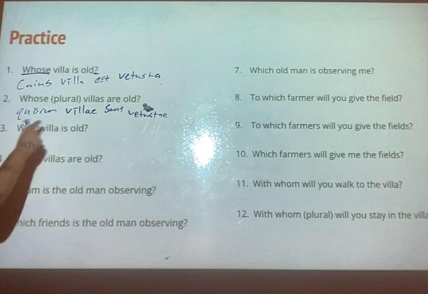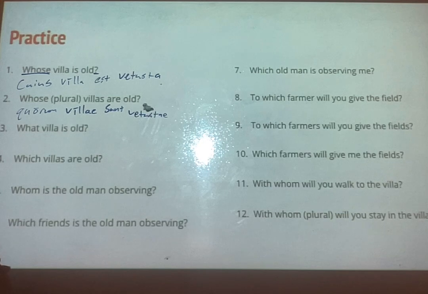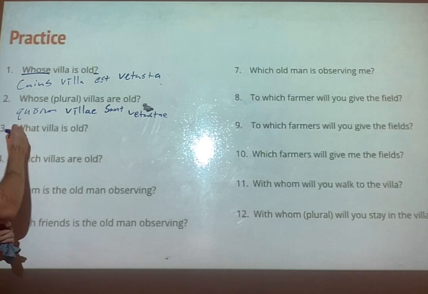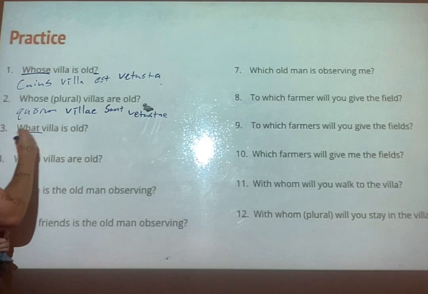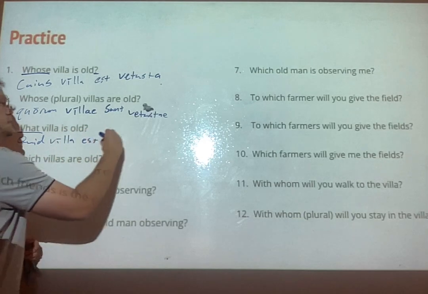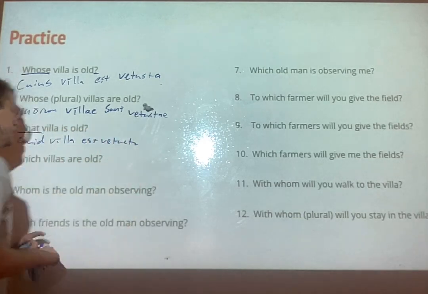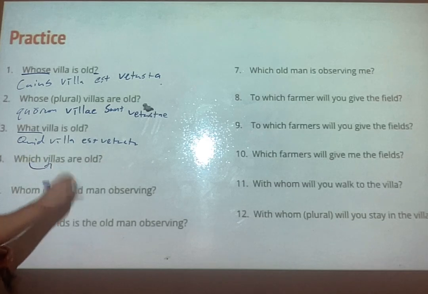All right, what villa is old? What's another interrogative pronoun? It is an interrogative pronoun, but it's taking the neuter approach. Quid, very good. Quid villa est vetusta? Good. All right, what about this one? Which villas are old? This is an interrogative adjective. This is describing the villas.